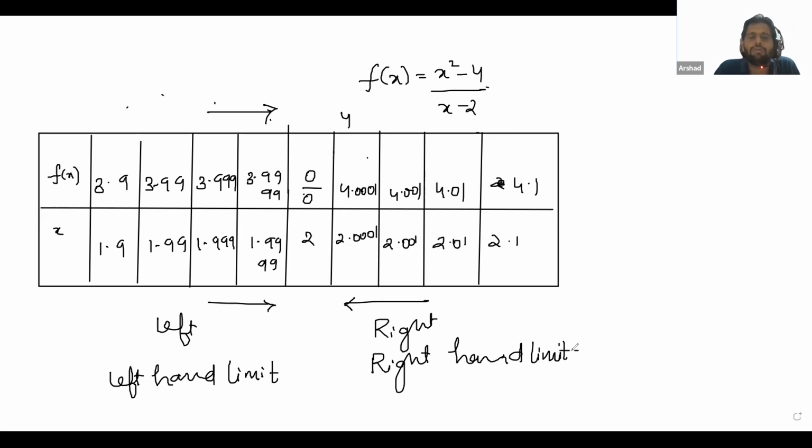Okay. So in which type of questions do you have to use this concept, the concept of left-hand and right-hand limit? First, in the inequality questions. Second is in modulus questions. In these two types of questions, you have to use the left-hand and right-hand limit concept. The rest of the questions we will do directly.